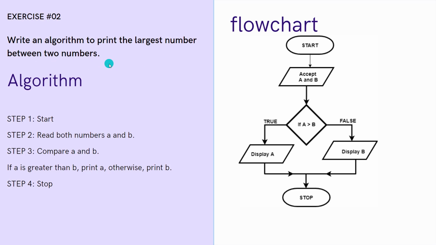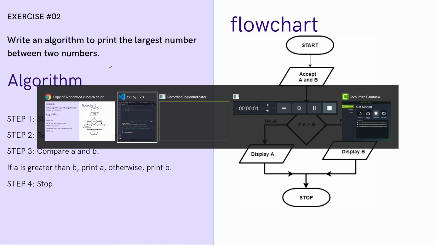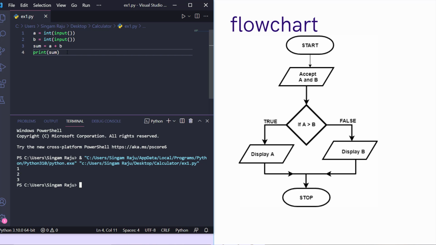Okay, let me write an algorithm. In the same way, we're gonna take A and B as input, and these two will be integers. And after that, see, this symbol is the conditional symbol. If true, it will do something. If false, it will do something. Okay, if true, it displays A, and if false, it displays B, and it will stop. And that's it. So A and B is done, if A is greater than B.